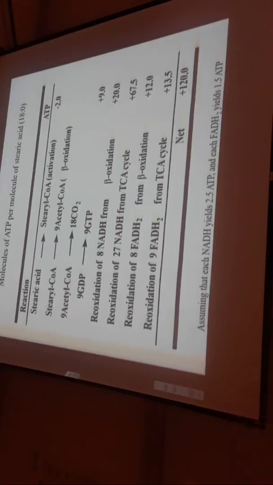So here it says stearic acid, it doesn't say stearyl-CoA, okay? If it says stearic acid, we first have to activate it, and we learned that this consumes 2 ATP equivalents. So we start out with a loss of 2 ATP equivalents. If we have 18 carbons, what you have to understand is how many acetyl-CoA units can we produce?